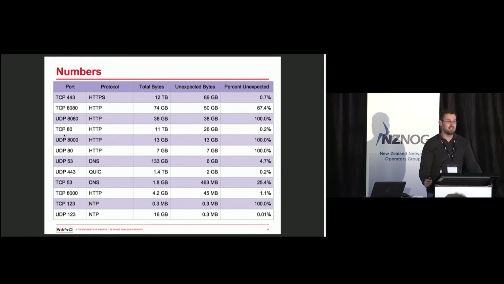8080 has quite a lot of unexpected bytes, both in terms of volume and in terms of percentage, so there's quite a lot of stuff that is hiding on there. And as you work your way down, you'll see that NTP's there at the bottom. Nobody's really trying to smuggle anything over NTP yet.